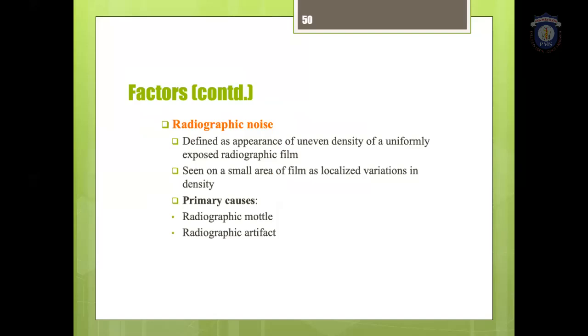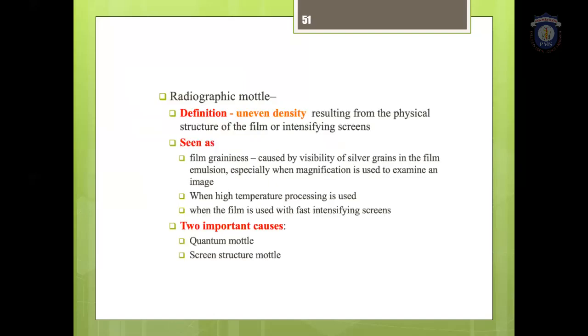Next is radiographic noise. It is defined as the appearance of uneven density of a uniformly exposed radiographic film, seen on a small area of film as localized variations in density. The primary causes are radiographic mottle and radiographic artifact.